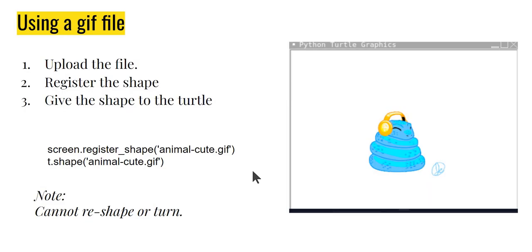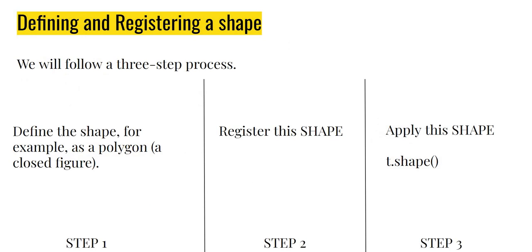We've got to look at the second option, which is to define our own shape. Now, it turns out that this is, in fact, a three-step process. We first define a shape, we then register it, and then we see how it goes. We can define a shape, for example, a polygon or any kind of closed figure. That will be step number 1. Step number 2, just like we did just now, we will be registering the shape with the screen. And finally we apply the shape. This last part is something we've already seen. We'll see how we go about defining a shape here.